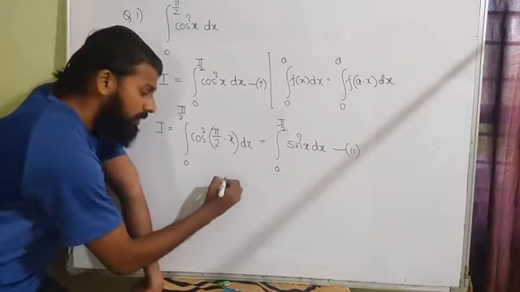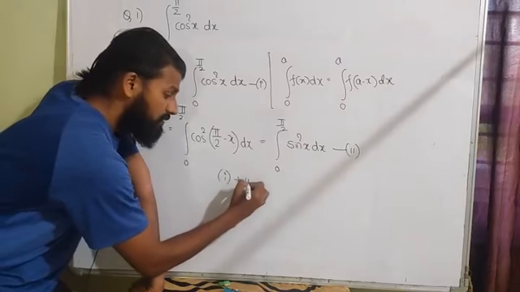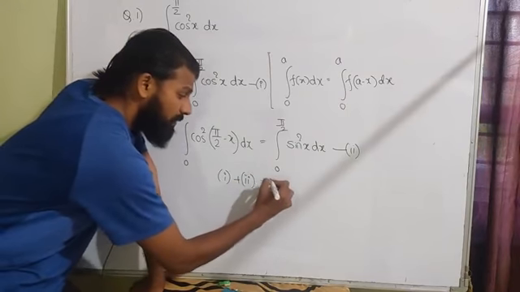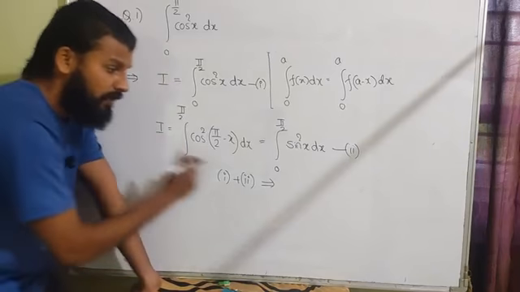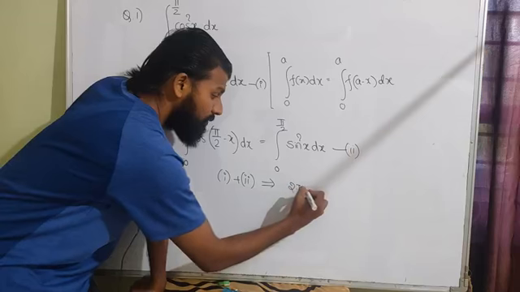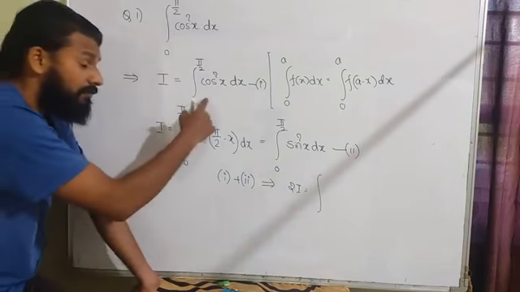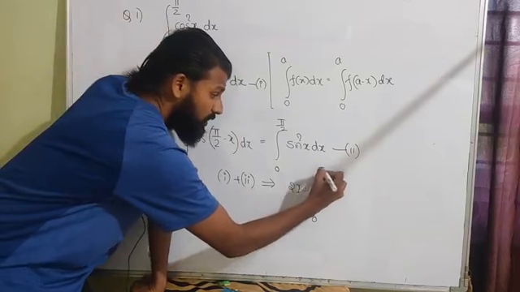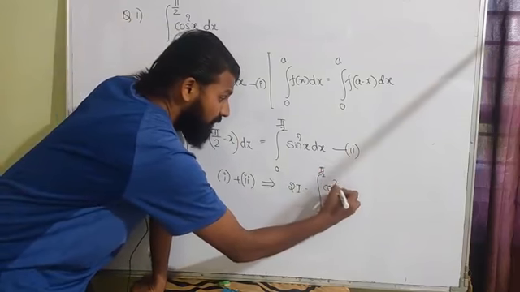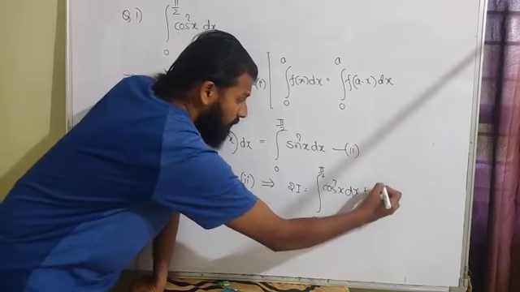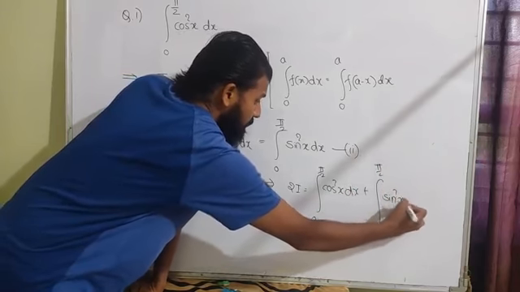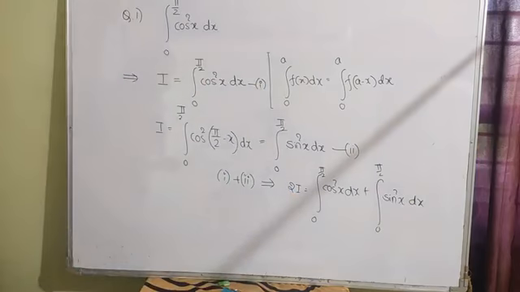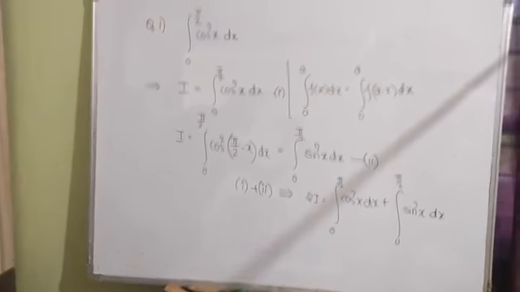Now let me add equation number 1 plus equation number 2. What will I be getting? See, my dear friends, in the LHS we have I and here also we have I, so I plus I will be 2I. In the RHS we have integral from 0 to pi by 2 of cos square x in the first equation and integral from 0 to pi by 2 of sin square x in the second equation. Isn't it, my dear friends? Yeah, it's correct.